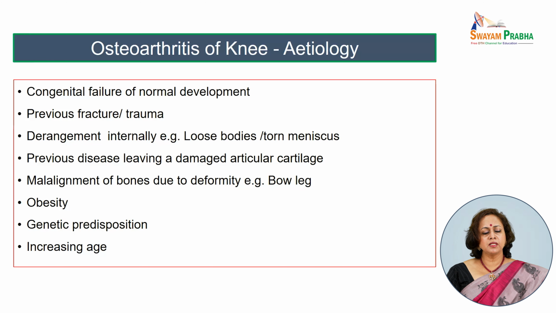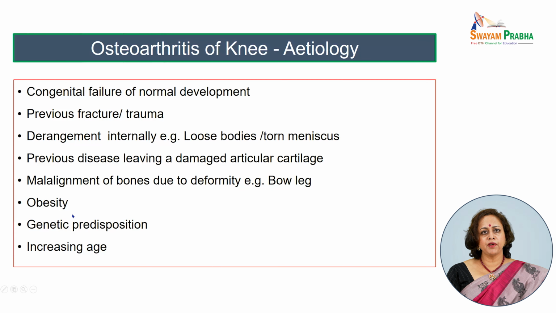Then any previous disease which is leaving any damaged articular cartilage, or malalignment of the bones, say there is a bowed leg or genu varum, or knocked knees or genu valgum deformity, causes malalignment and predisposes the patient to osteoarthritis.